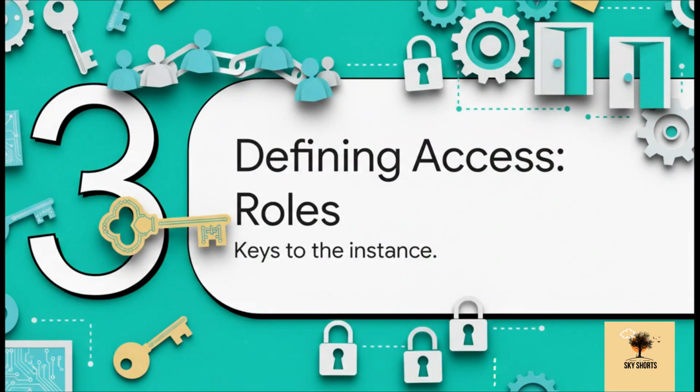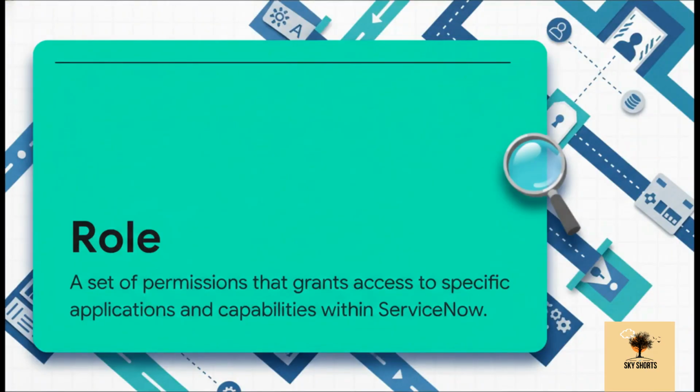Okay, so we've put our people into logical buckets using groups. Now it's time to give those buckets some keys to unlock parts of the system. And in ServiceNow, those keys are called roles. Yeah, a key card is the perfect analogy, right? It doesn't matter who you are as a person, what matters is what doors your key card can open. A role works the exact same way. It's just a collection of permissions, a bundle that says, hey, anyone who has this role can see these menus and click these buttons. It's all about what you can do.